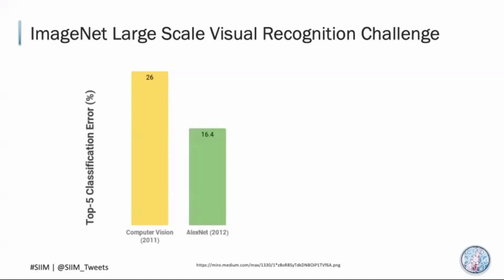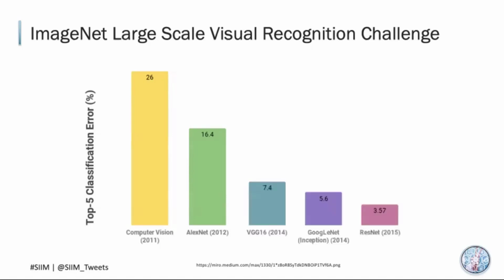But in 2012, this dropped to 16.4% through the use of a new type of algorithm called AlexNet, a convolutional neural network, and is a type of algorithm predominantly used today. And in subsequent years, the best performing algorithms have all been CNNs with steadily decreasing error rates. And I point out that all of these are what we now know as deep learning.